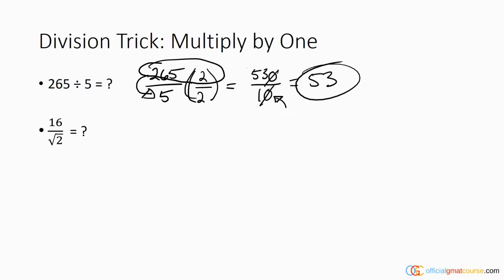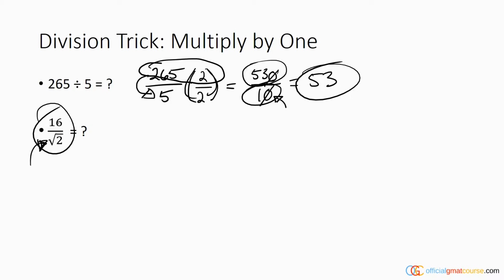So by multiplying by 1, I created a simpler math problem that was a lot easier for me to solve. Now the second one, when you're dividing by a radical, a lot of times GMAT answers have a radical on top of the answer choice. So if you end up in a situation where you have 16 over radical 2, you basically need to find a way to get that radical on top.